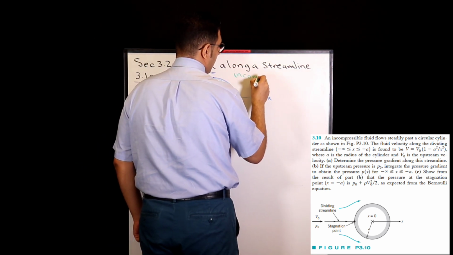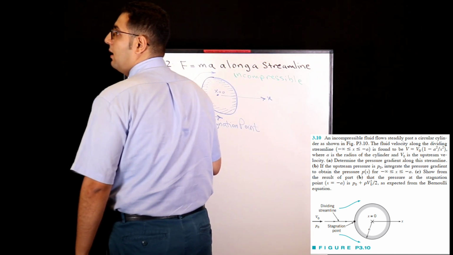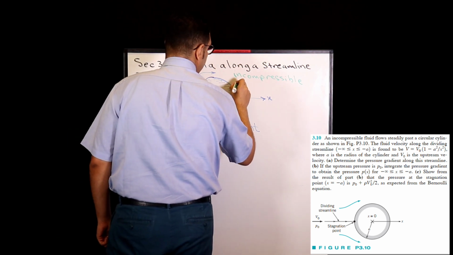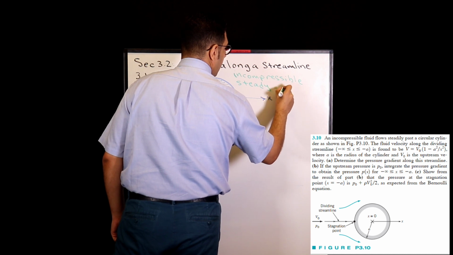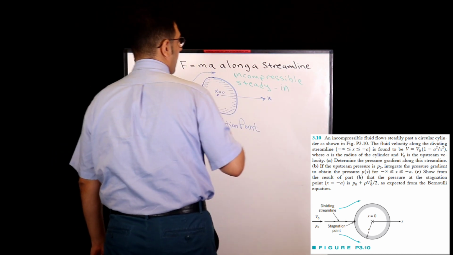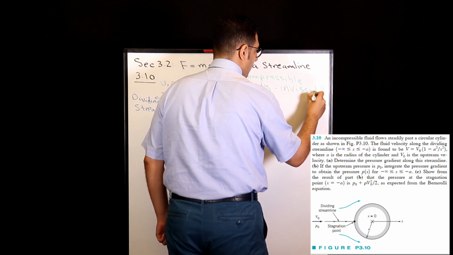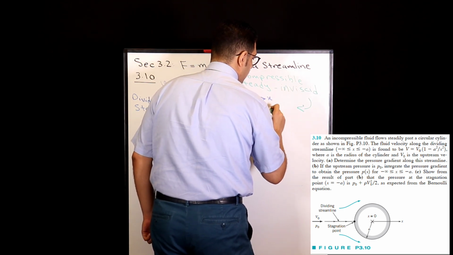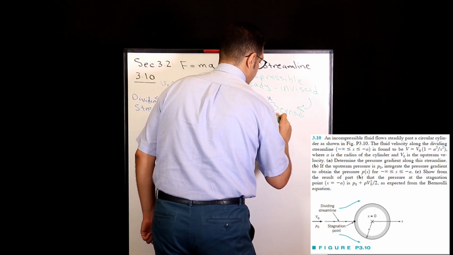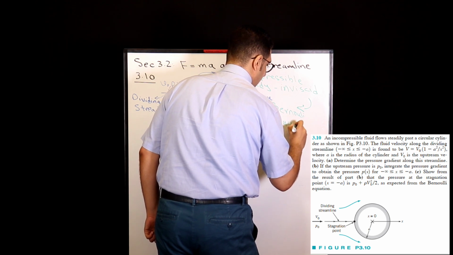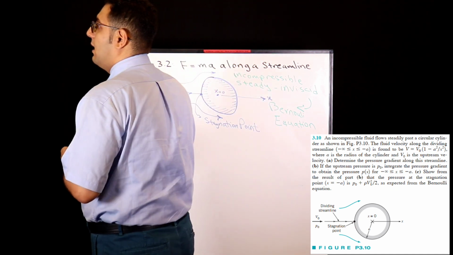Incompressible, steady, inviscid. I actually forgot to tell you about that. Inviscid means we can use the Bernoulli equation, the first form of that. I'm going to write it down.